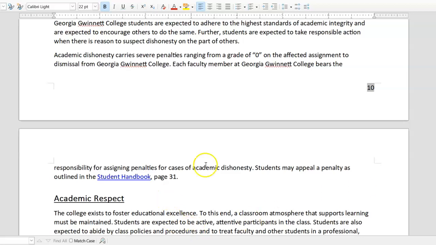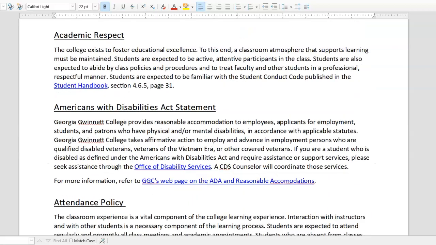So you can always check the student handbook to find out specific requirements. But yeah, it's again pretty straightforward. Academic respect.